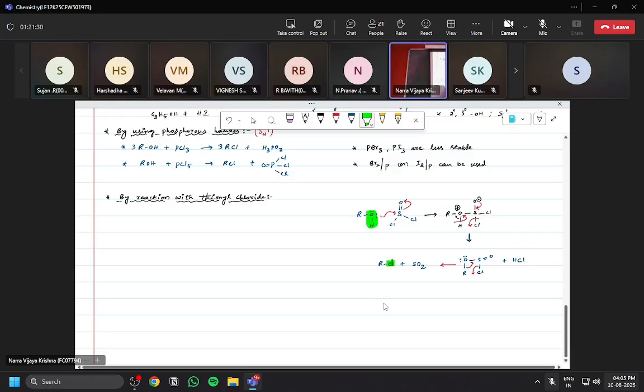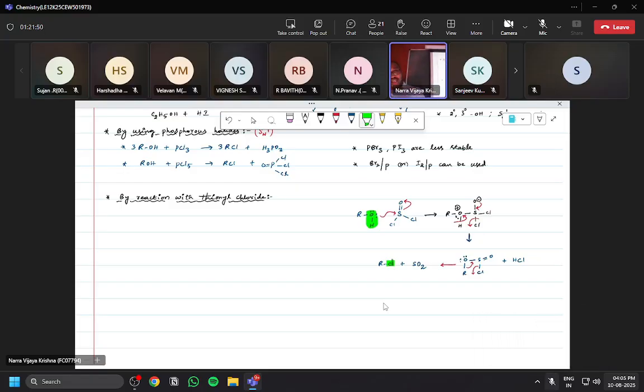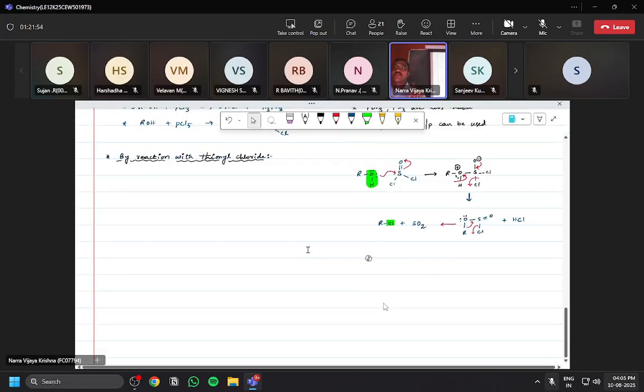Whichever direction OH is gone, chlorine is coming from the same direction or not? The direction in which O is breaking, R and O bond is breaking. In the same direction, R and chlorine bond is forming. Right? Means what happens to configuration? Remain same. If it is R, final product also will be R. So retention in configuration. We call this Darzens process.